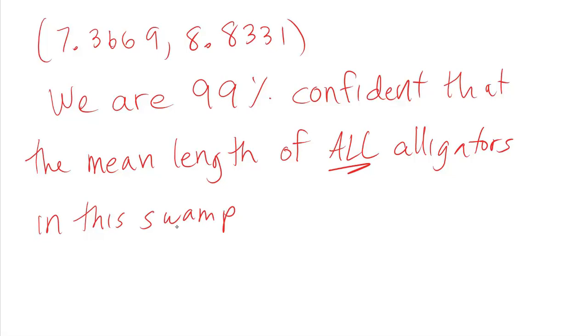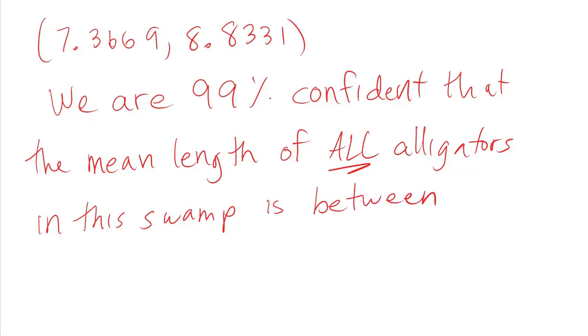And I think it's important to include this extra little part here. It would be misleading to say that the mean length of all alligators in general would be modeled by this data, because all of the alligators that we used in this example came from the same swamp. So that's really all we're able to estimate here. And what are we 99% confident about? That mean is between these two bounds.